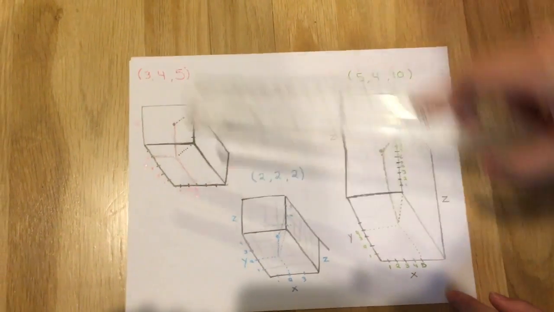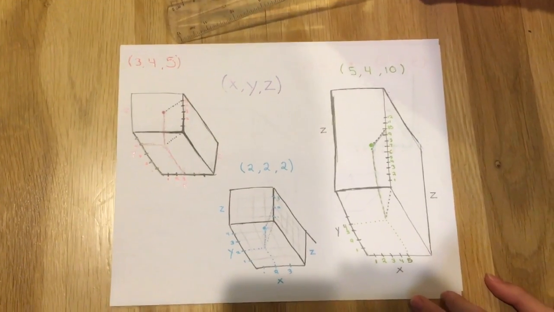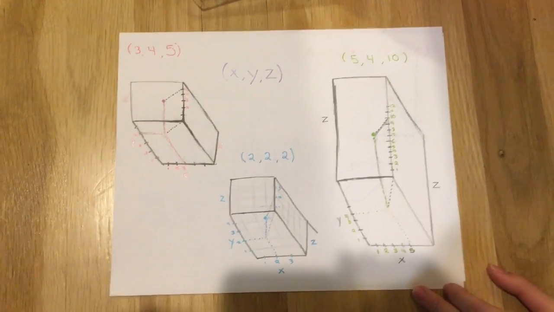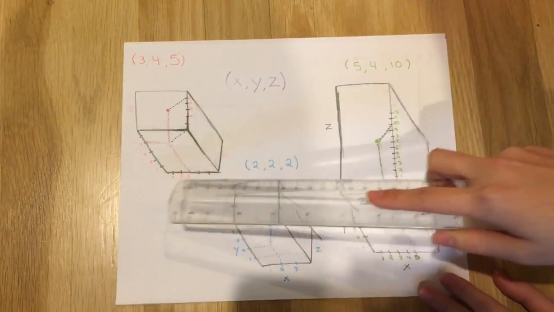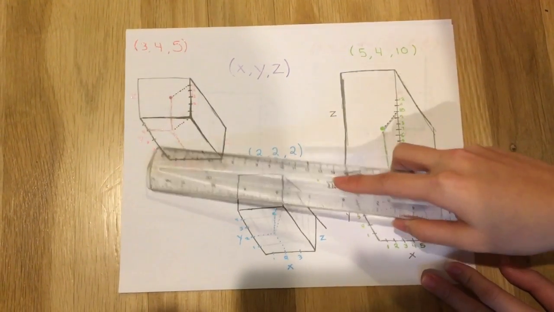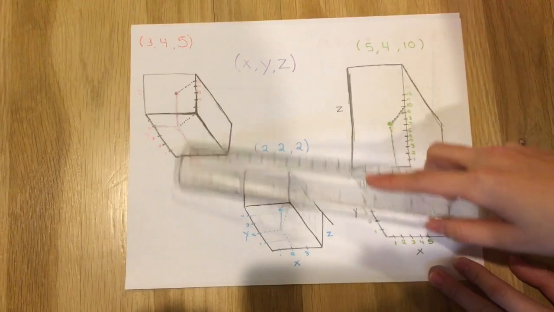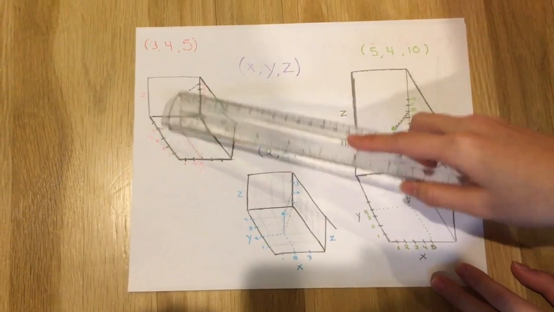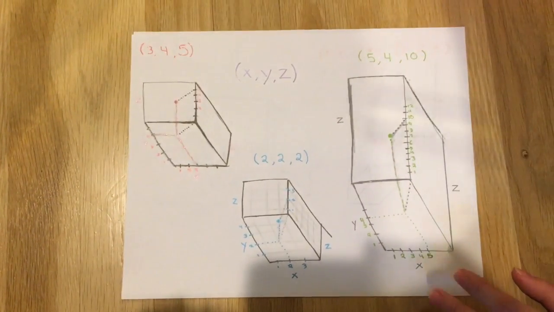So these are some examples of 3D graphing. So on the left here you see 3, 4, and 5. In this case, x is 3, y is 4, and z is 5. So on the graph, on the x-axis we have 3, on the y we have 4, and then the depth, which is z here, is 5. So the point is right there.